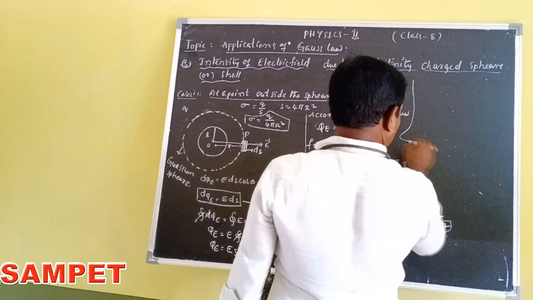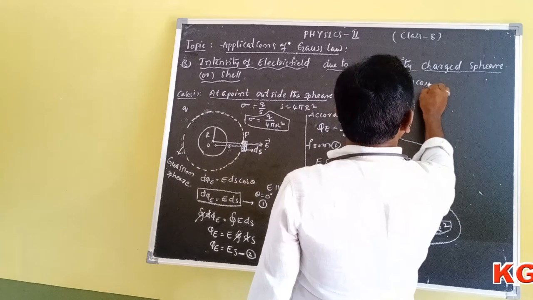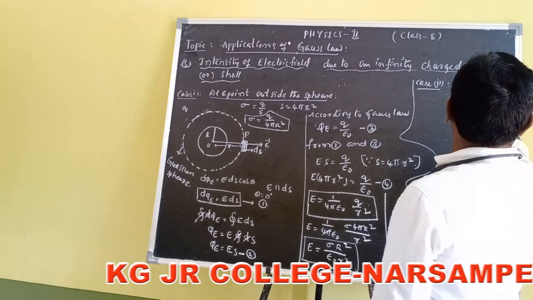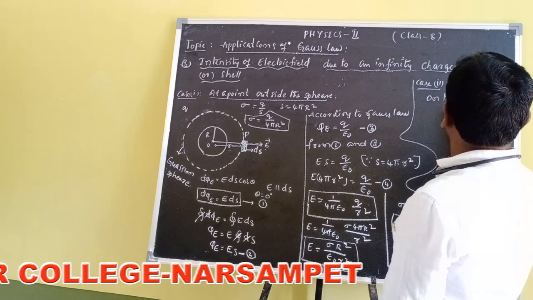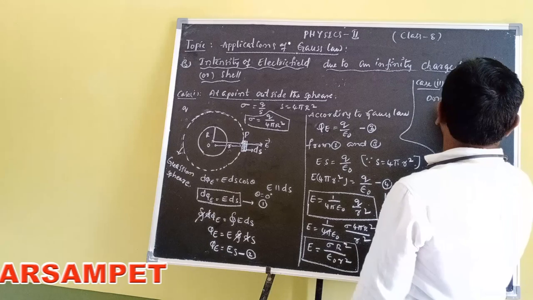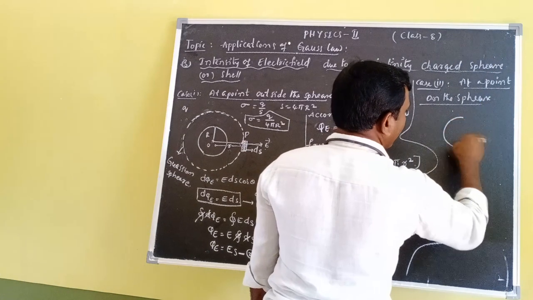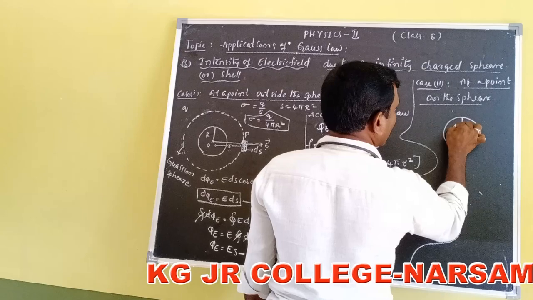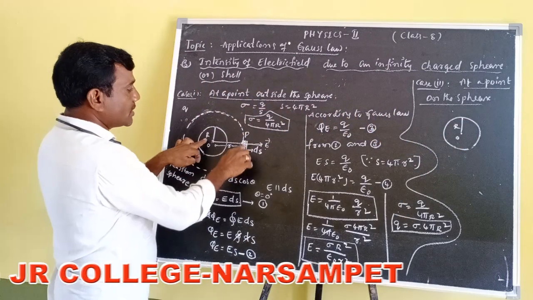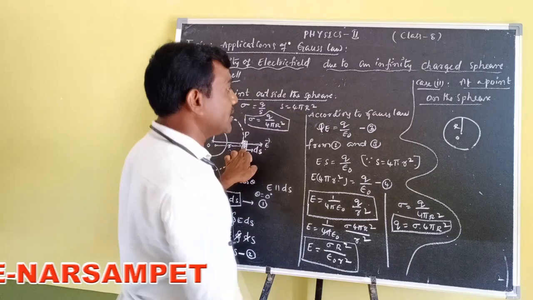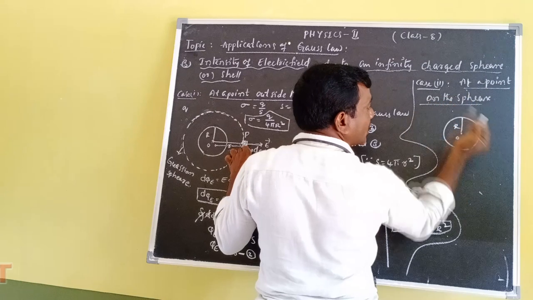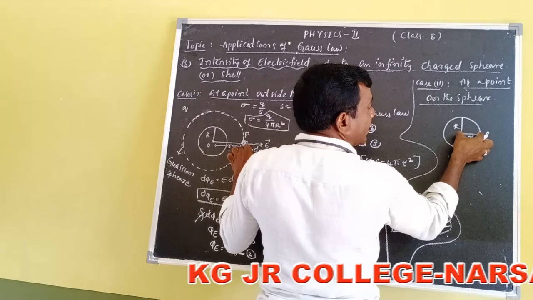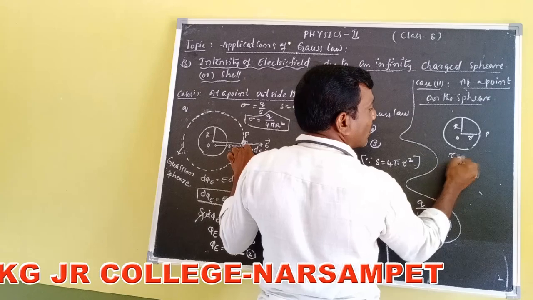Next, case 2: at a point on the sphere. Now we consider the sphere with center O and radius capital R. Before, for a point outside the sphere, what was the distance? The distance from O to P. Now this statement is for a point on the sphere, so the point is taken on the sphere. The distance is the radius, as seen from the figure. What happens then? Small r is equal to capital R.